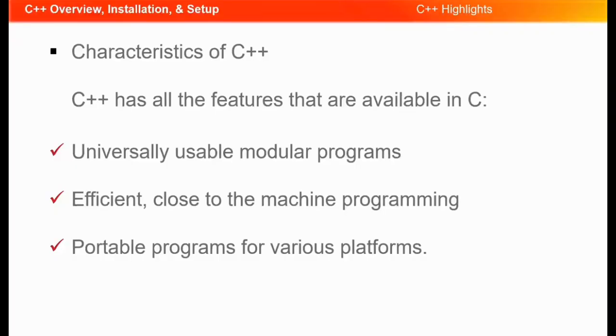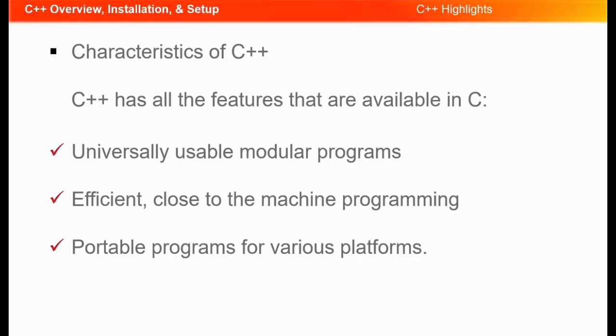Starting with the characteristics of C++, one of the main defining ones is that C++ has all of the features that are available in C, meaning it was designed to expand on the functionality of C, which is a programming language that existed before C++. It's also one of those fundamental programming languages, so it's definitely one that you should be aware of. If you'd like to learn more about C, you can check out our course on the platform.